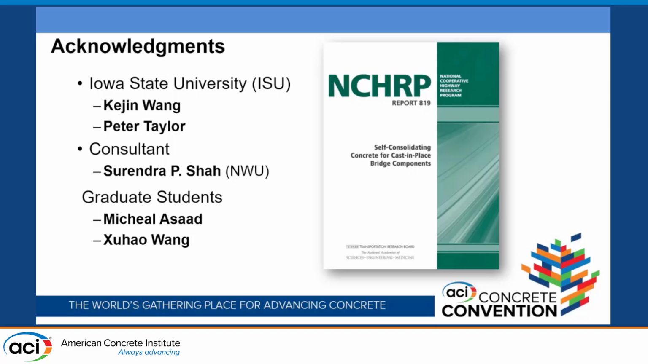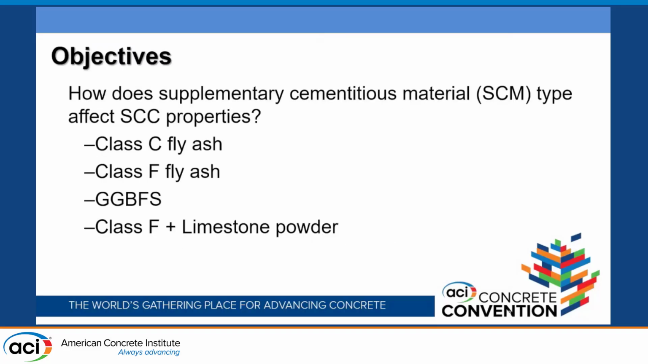So first I will focus on the types of SCM that we used in this project. The Class C fly ash, Class F fly ash, as well as slag, and also Class F fly ash plus limestone powder. In that project we couldn't go with high replacement percentages, like we all would like to have for a low carbon footprint, because it's done by DOTs and they have limits in the specs about the maximum replacement you can have.